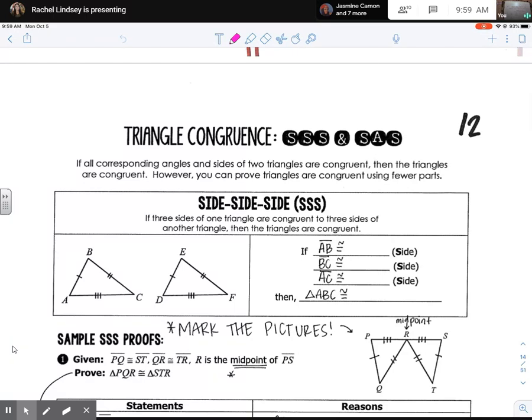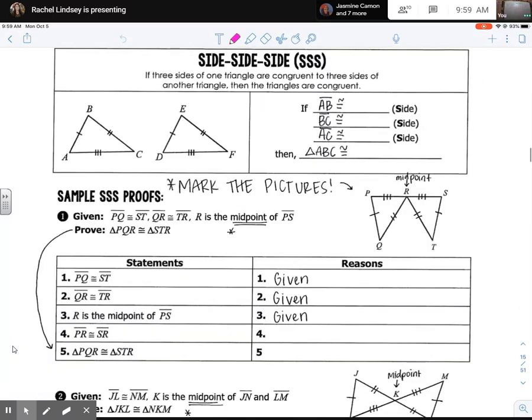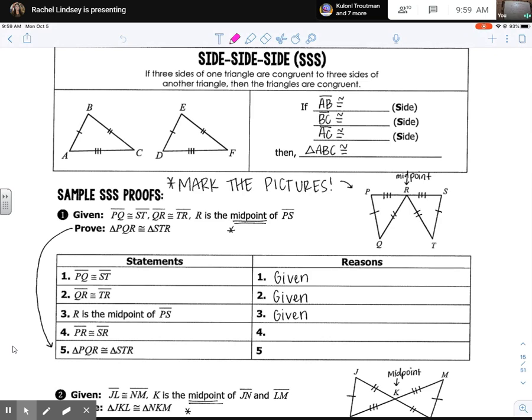With a proof, we're doing 2 column proofs. You're given statements and reasons. The statements are always something that you know, and then you have to tell why you know that. So, in order to prove that 2 triangles are congruent using side, side, side, we have to know that the 3 sides are congruent.